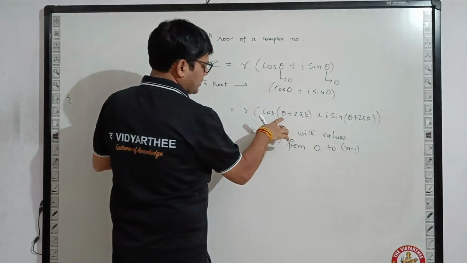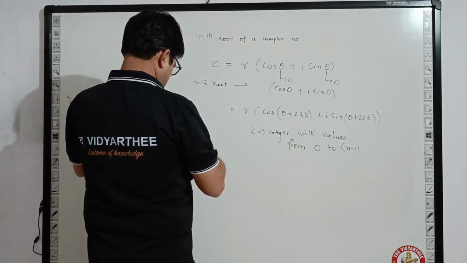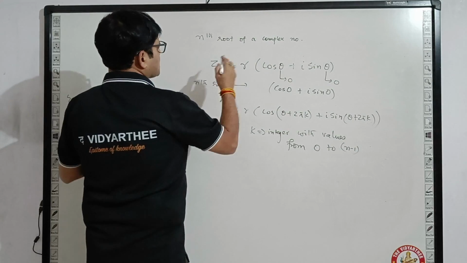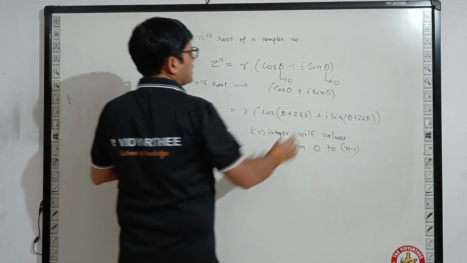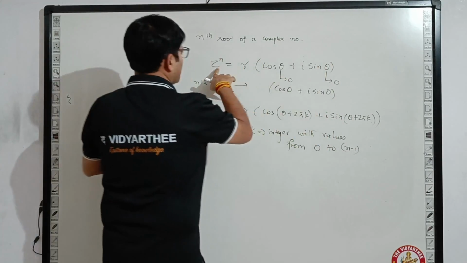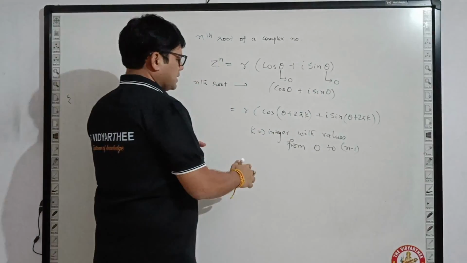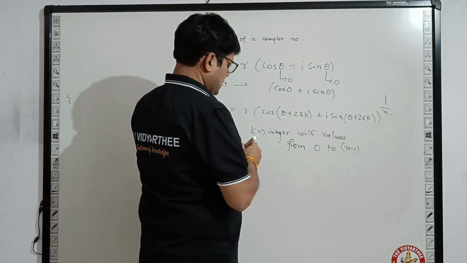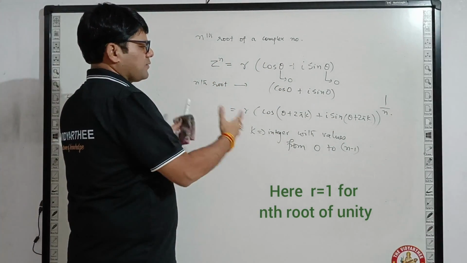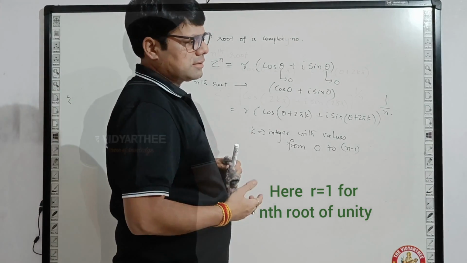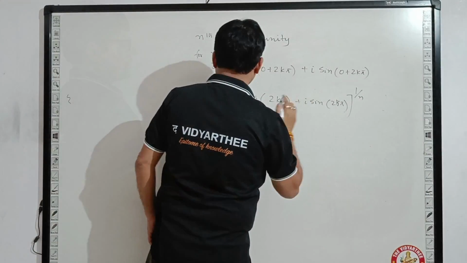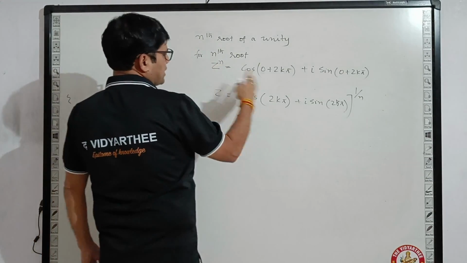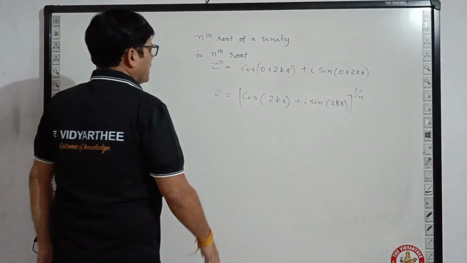Now for the nth root, we take the power 1 by n, because this is for the nth root. To find the nth root, we need to take the 1 by n power of this, and hence we'll get a number of values. We can use this formula for the fifth root or the cube root. We need to take z power 5 in case of the fifth root and z power 3 in case of the cube root. So any value of n you can take.